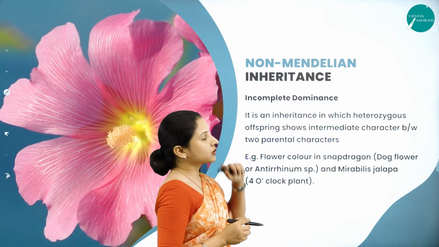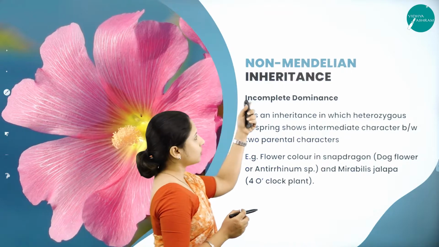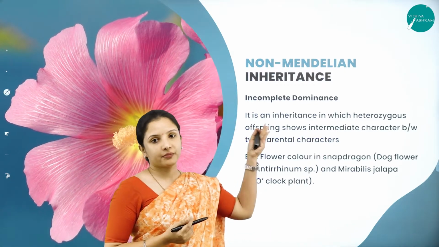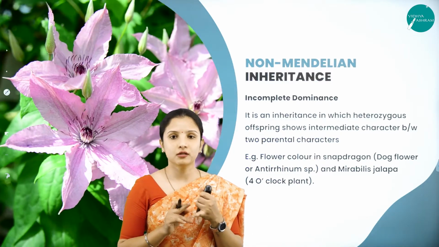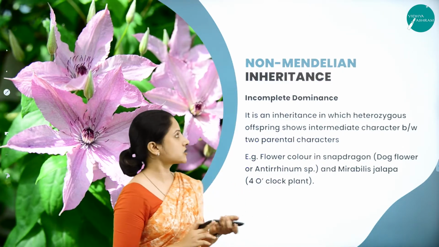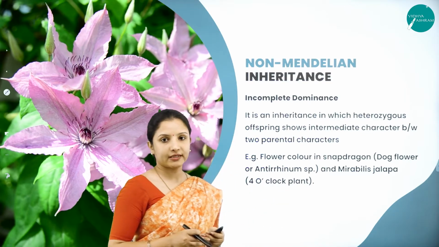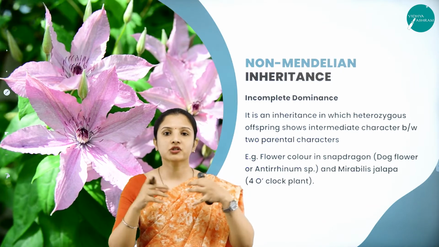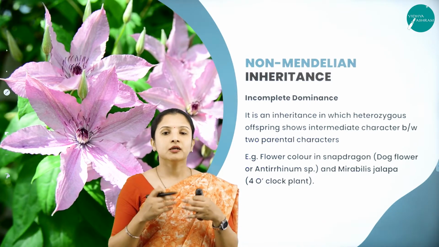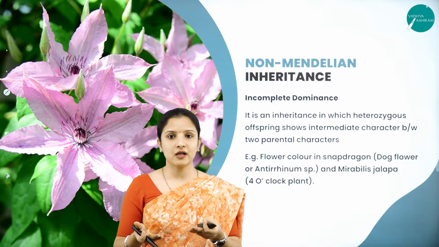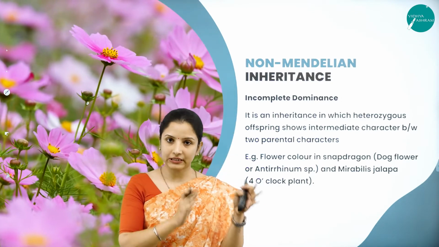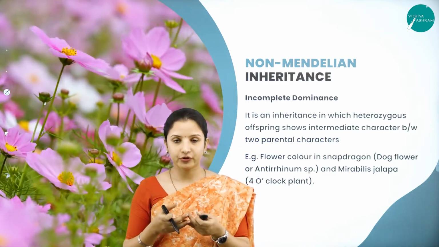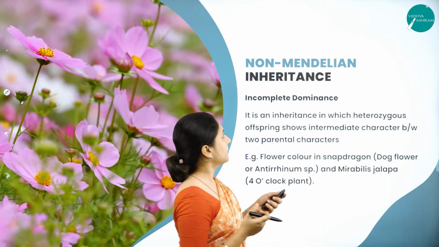So let us study non-Mendelian inheritance. Why is it called non-Mendelian? Because it is not based on Mendel's law of dominance and law of segregation. Here incomplete dominance is seen. As I told you, here the genes will not get segregated. Both the genes may get expressed at the same time, resulting in the production of a different color of flower. Say for example, if there is a red color flower and a white color flower, both the genes will combine and produce a pink color flower. So that is what happens here.